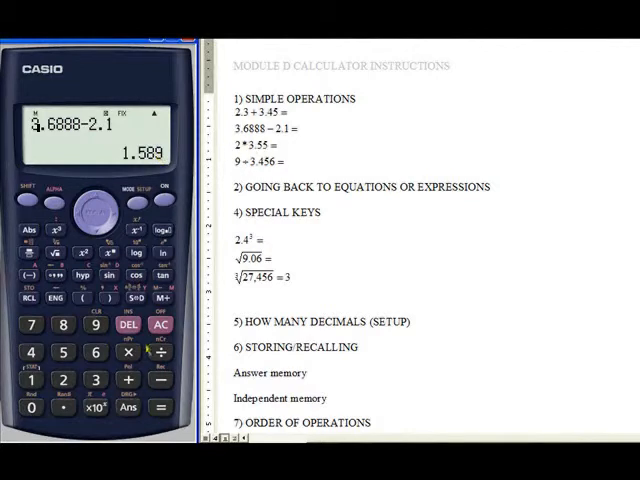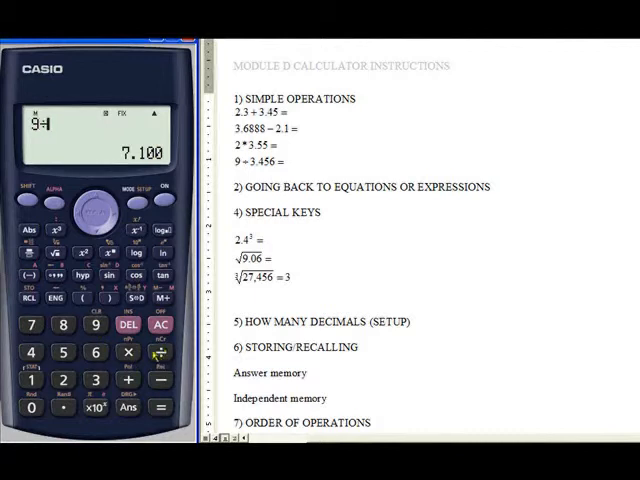Let's go do this one. 2 times 3.55. Okay, even though I have nothing after 1, so it could have said 7.1, it said 7.100 because I forced the calculator to have 3 digits.